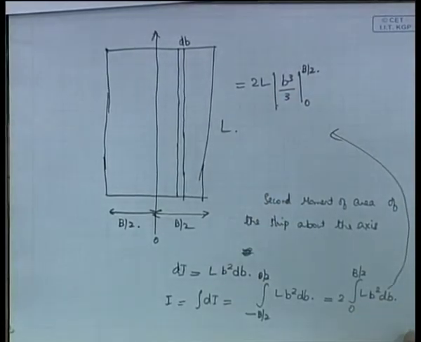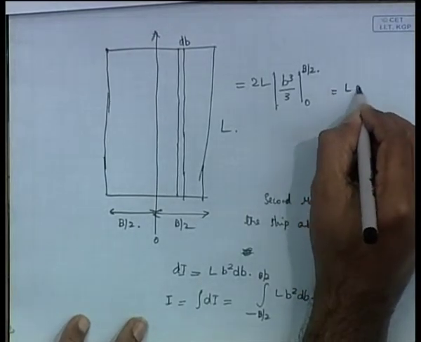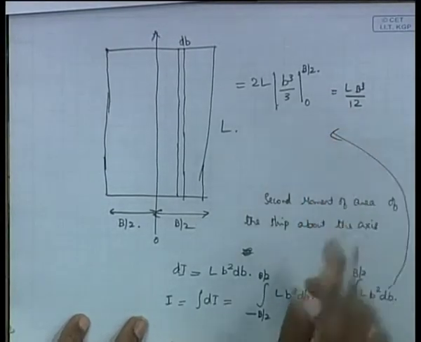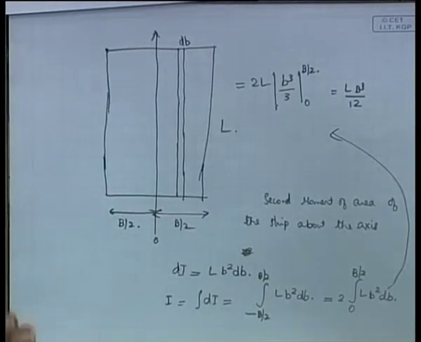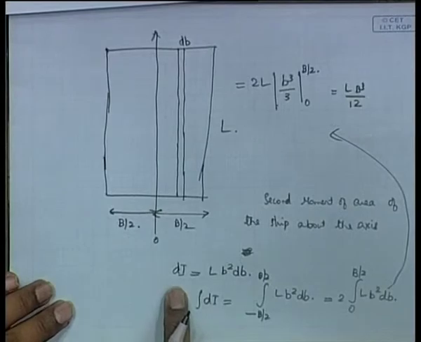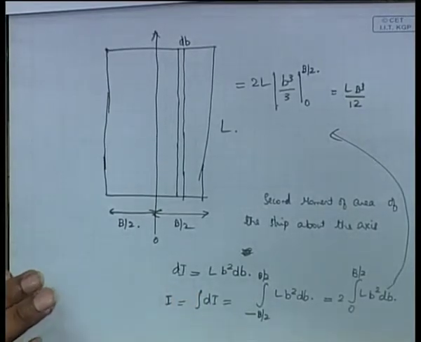Okay, b by 2. Now this becomes LB cube by 12. This derivation was given just so that you get some idea of what is moment of inertia. This is the basic definition of I. So from this dI, this is how you proceed to get the moment of inertia of some surface.